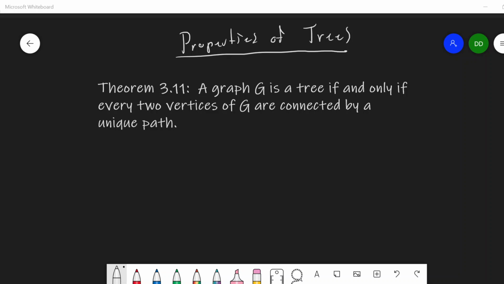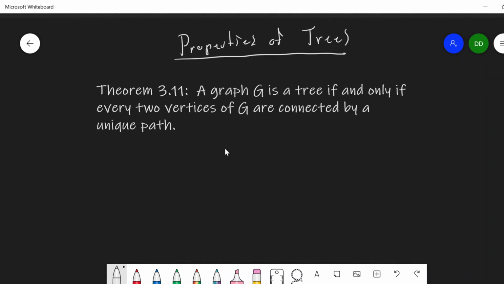In this video, I'll talk about some properties of trees, and then we'll prove a couple of them. So first off, one big property of trees is that a graph is a tree if and only if every two vertices of G are connected by a unique path. So there's just one path between every two vertices. That's a nice characterization of trees in terms of paths.